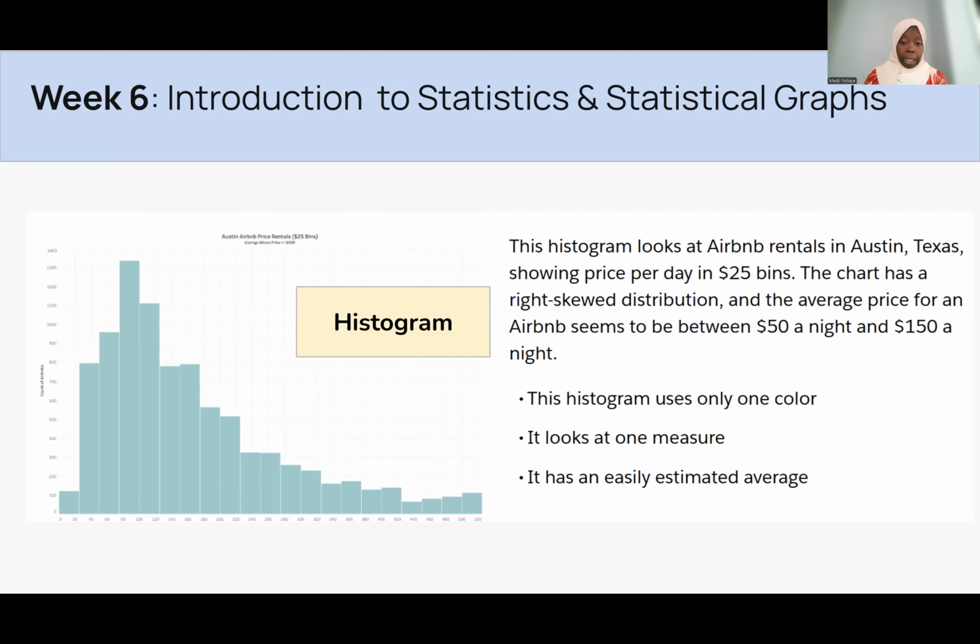Also, just looking at this histogram, I'm able to tell that rentals that have, say, $500 or maybe $400 and more don't have as much demand versus the rentals that have an average price between 80 and 100. That would be the highest demand.